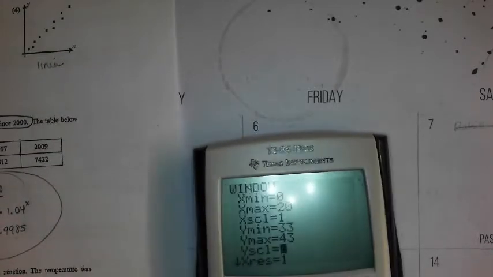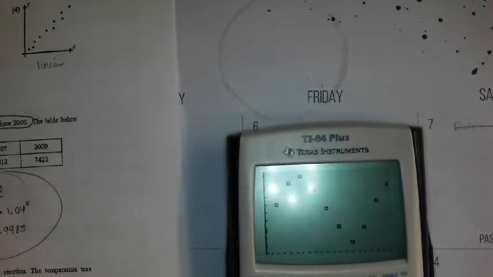Okay, so now hit graph, and you're looking at something. What does that look like to you? What'd you say? Sine. Very good.